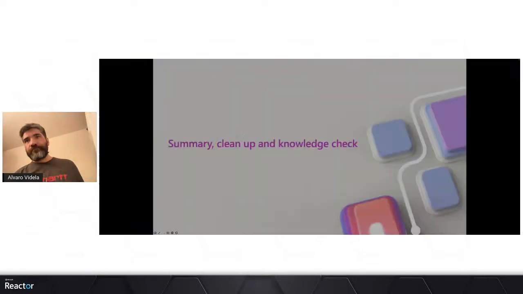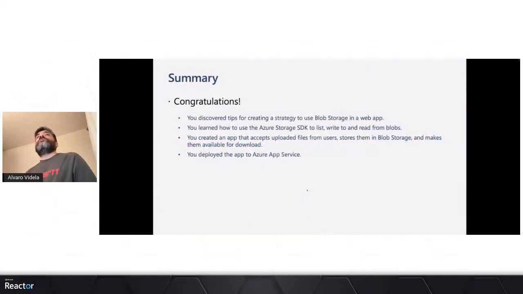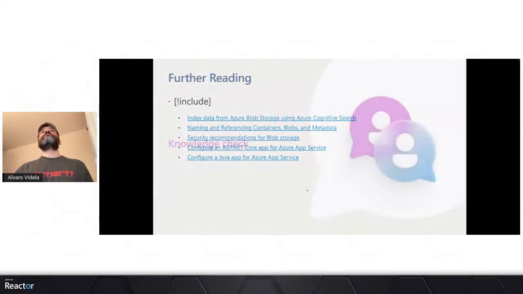So, summary. You discovered tips for creating a strategy to use blob storage in a web app. You learned how to use the Azure Storage SDK to list, write to and read from blobs. You created an app that accepts uploaded files from users, stores them in blob storage, and makes them available for download. You deployed the application to Azure App Service. If you want to read more, there are links that we will mention during the presentation.